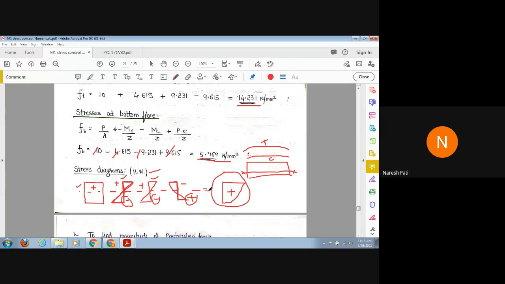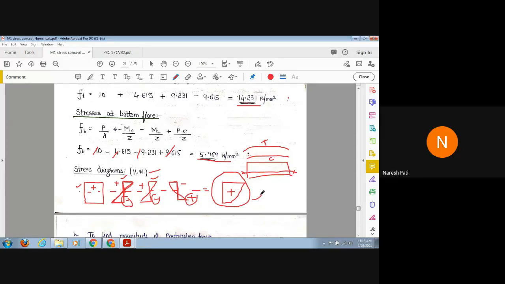The stress developed in the beam. What does it indicate? This final stress distribution diagram, what does it mean? What does it indicate? Yes, anyone? Bharti?